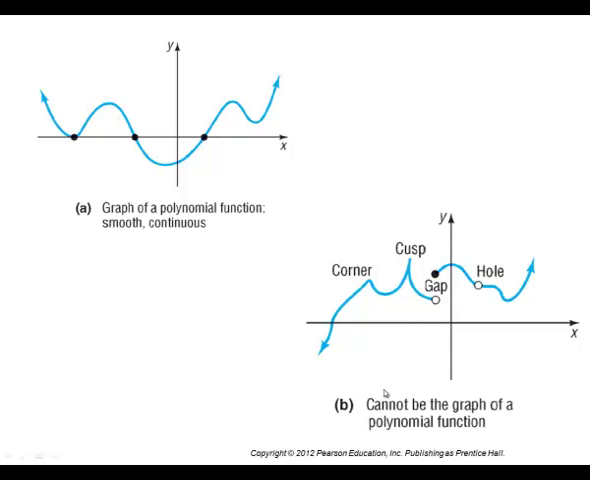Now, a rule of thumb for polynomials is if you can put your pen or pencil on the paper and not leave the paper and not make any corners or cusp, then you have a polynomial function. So here's several reasons this is not a polynomial. One is you get a corner. Another is you get this cusp where it comes up and then it comes back down. And then there's a gap here. That's another reason why it's not a polynomial, or a hole.